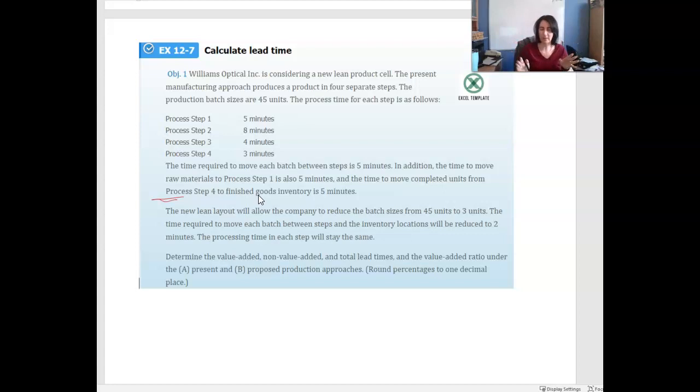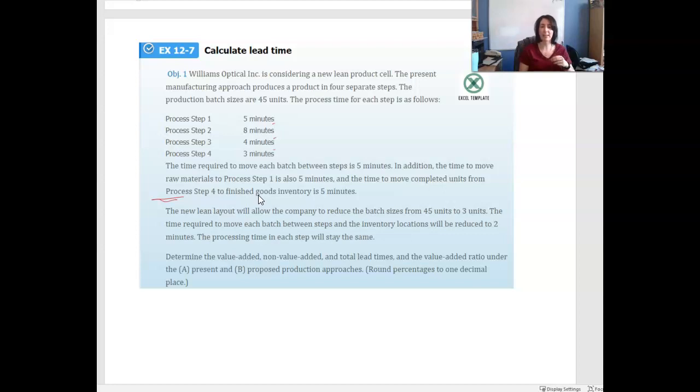That's not where students get stuck, though. I just wanted to give you a heads up that's how the problems are going to be done. Here's where they get stuck. This particular one has 4 processes, and it says the time required to move each batch between steps is 5 minutes. So what students do is they go 5, 5, 5, 15 minutes, because they don't read the second sentence. Or maybe they do, but don't process what it means.